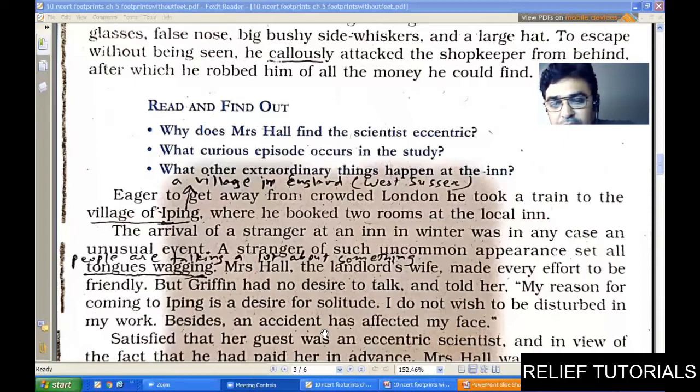"I do not wish to be disturbed in my work." He wanted to remain alone and no one should get into his room or disturb him so that he could hide himself. "Besides, an accident has affected my face." So that temporarily eradicated the doubts of the lady. But see what happens.